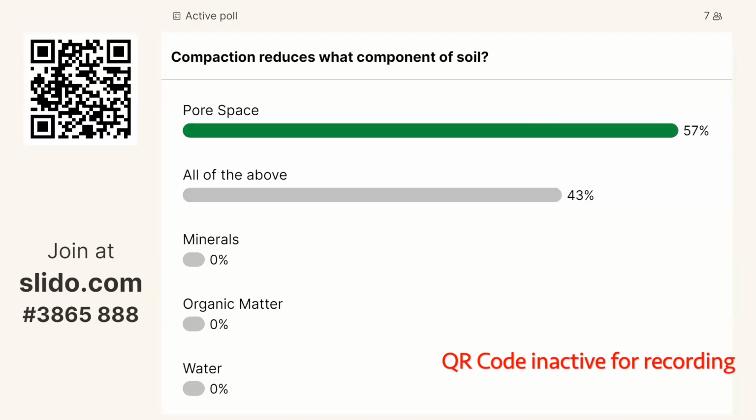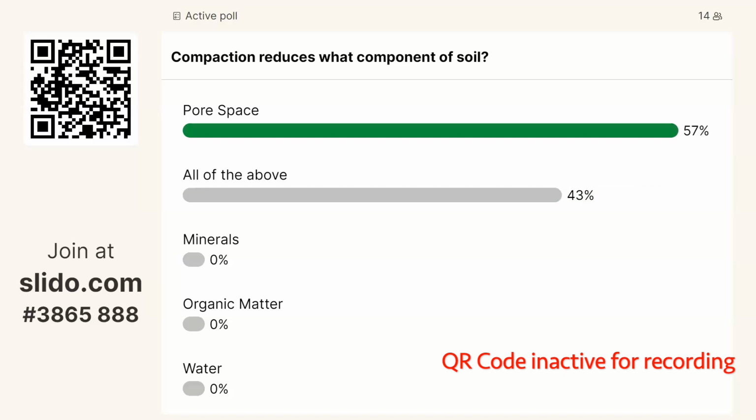Ooh, oh, we got somebody vacillating between pore space. Oh, going with the crowd. Oh, you guys, don't stick up for your own thoughts. You just got to go with the crowd and go with pore space. I see how you are. Oh, see, more. We're convincing more people. Yeah, come on over to pore space. That's what all the cool kids do.